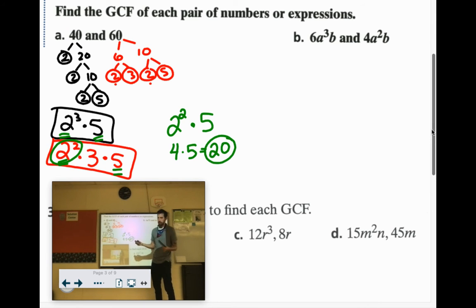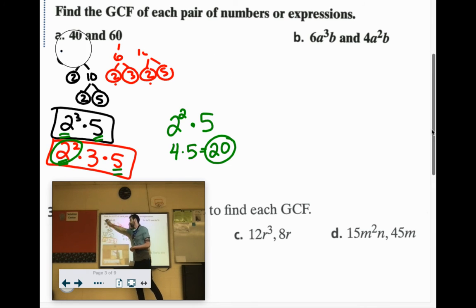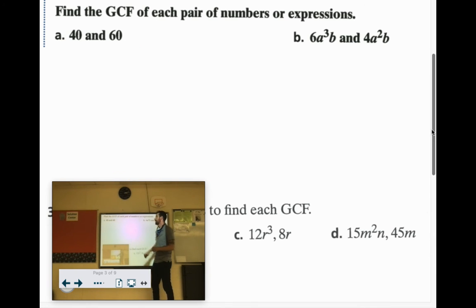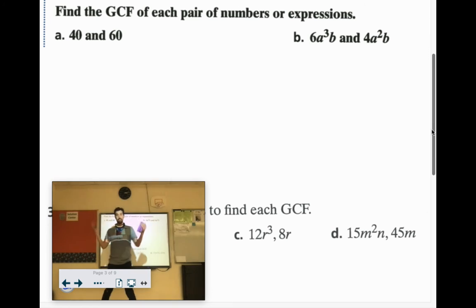Okay, that works. That seems like a lot of work to figure out what they have in common. Here's another way you can do it. Can you think of anything that they have in common? 40 and 60. They both end in 0, so that means 10 goes into both of them. So here's the way I prefer to find the common factor of these.